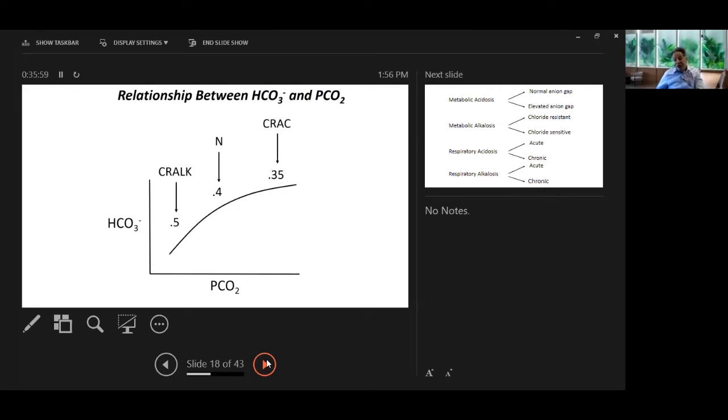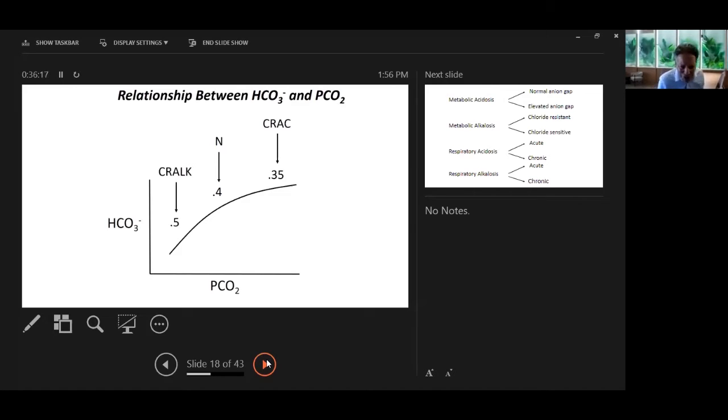Now, the other interesting thing is there's a relationship between the bicarbonate and the PCO2 in the steady state, chronically, that follows a curve. As I said, in chronic respiratory alkalosis, the ratio is 0.5. And in chronic respiratory acidosis, I said, it is 0.35.